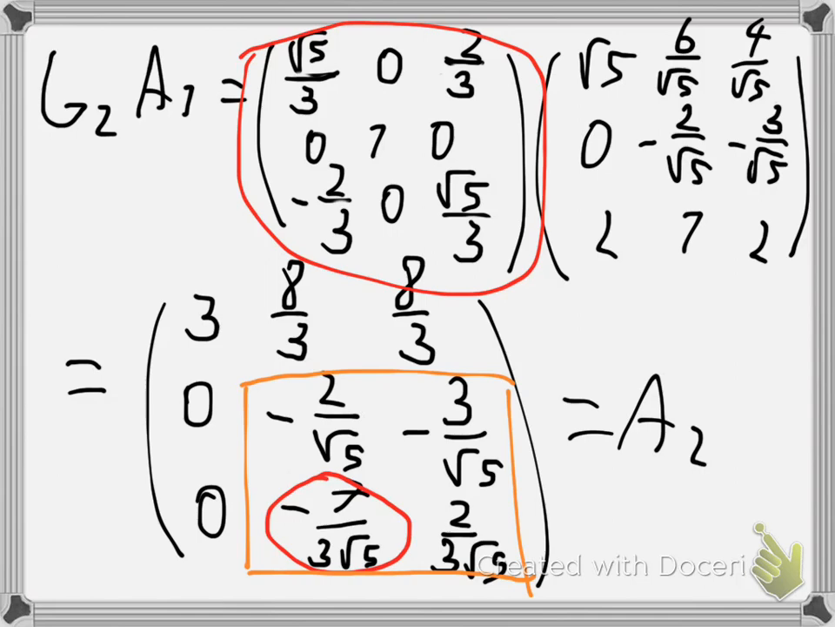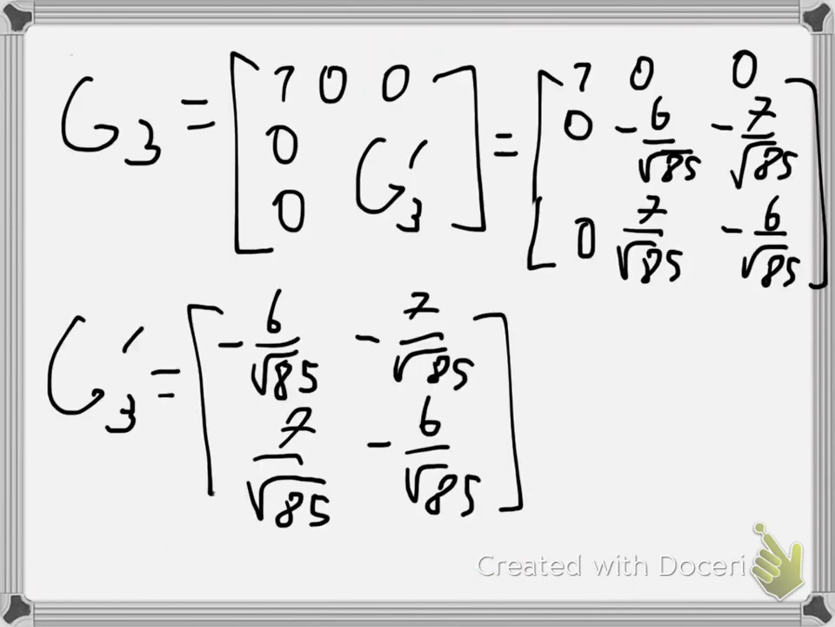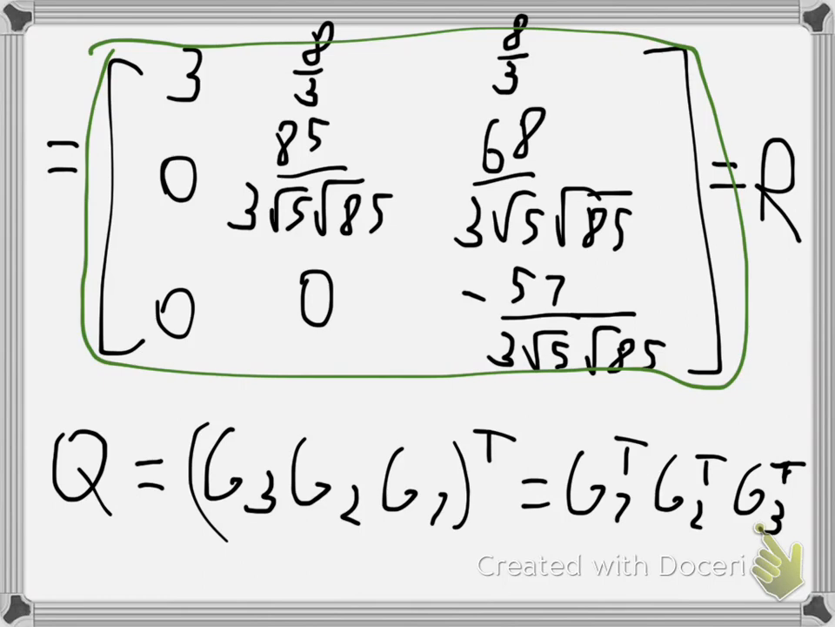And yeah, you apply your rotations to your matrix A, and then you find your upper triangle matrix, and then you can find the matrix Q by finding the transpose of the product of the given rotations.